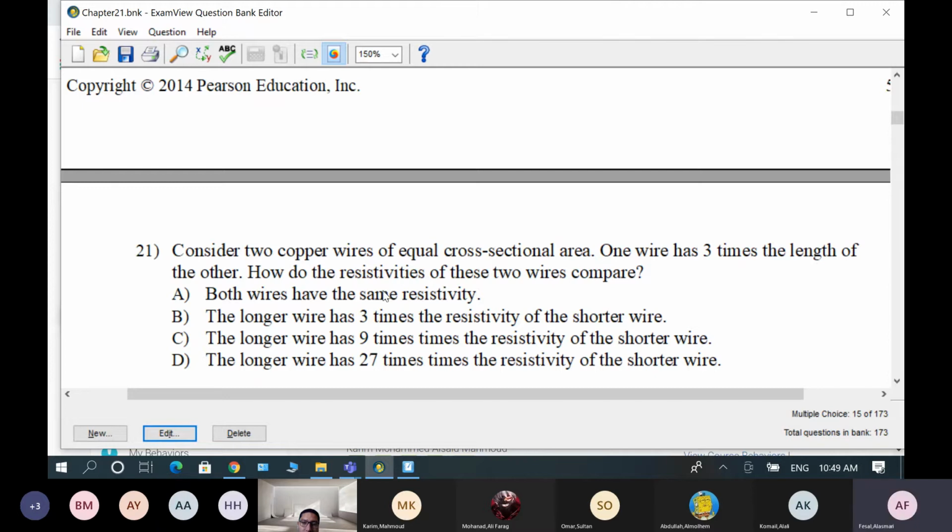Consider two copper wires of equal cross-sectional area. One wire has 3 times the length of the other. How do the resistivities of these two wires compare?